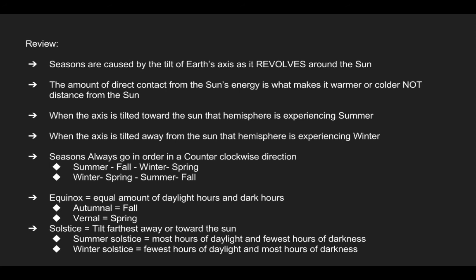Autumnal means fall. Vernal means spring. And a solstice is where the earth is either tilted the farthest away from or toward the sun. Our summer solstice means we have the most hours of daylight and the fewest hours of darkness. And our winter solstice is the fewest hours of daylight and the most hours of darkness.